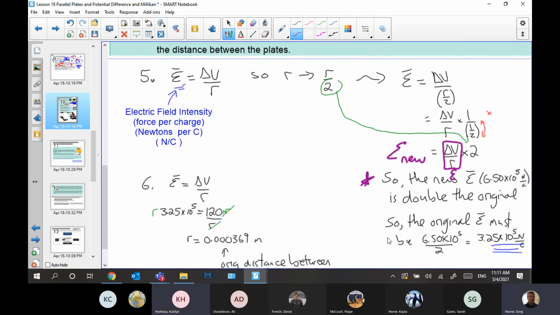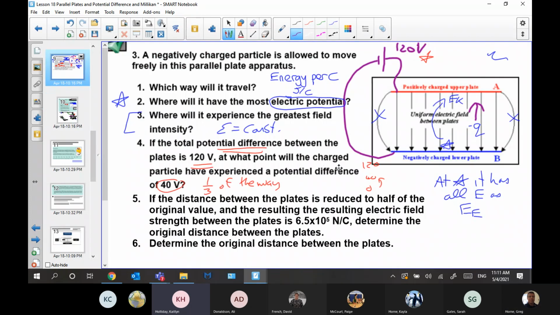How come the new one is double the original when the plates are just charged? I thought that the curly E was only different when there was applied voltage. But this isn't just charged plates, right? This is an applied voltage of 120. Oh, okay. Okay, yeah, that's fine.